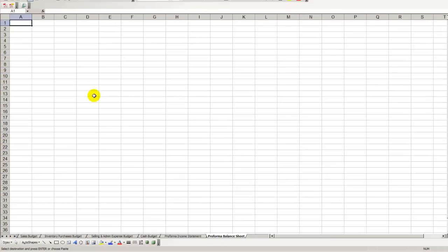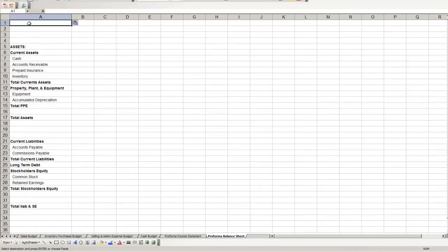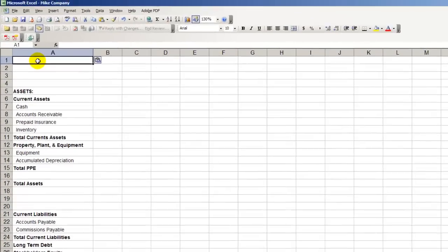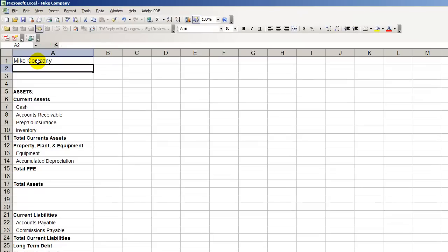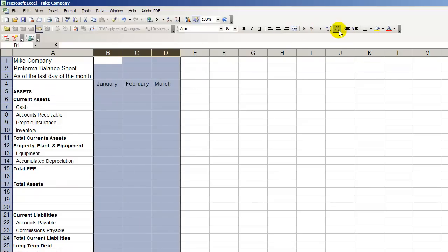and the basic format. Put in a proper heading. Our balance sheet is as of the last day of the month, in this case. So for January, let's do a little housekeeping here.